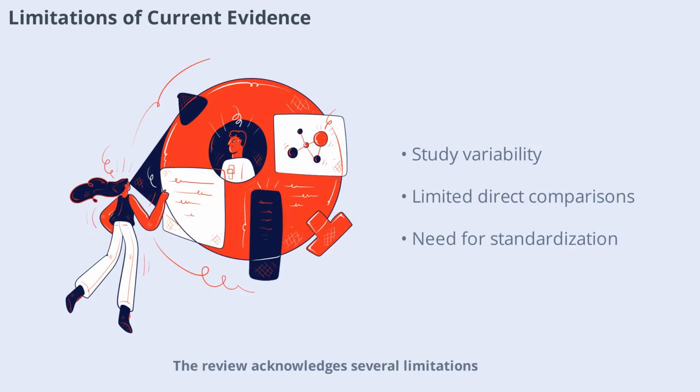The review acknowledges several limitations, including variability in study design, sample sizes, and kyphoplasty techniques. Many studies did not directly compare thoracic and lumbar outcomes within the same cohort, and there was substantial heterogeneity in reporting methods. These factors limit the generalizability of the findings and underscore the need for more standardized research.